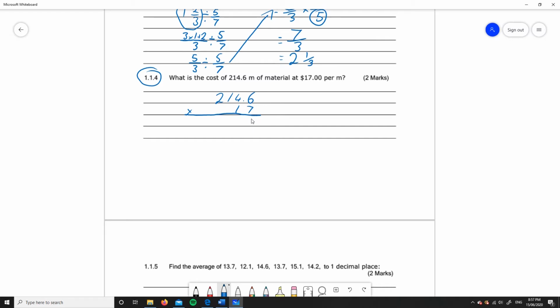So 6 times 7 is going to give me 42. 7 times 4 is going to give me 28, plus 4 will give me 32. 1 times 7, or 7 times 1, will give me 7, plus 3 gives me 10, so I carry the 1. 2 times 7 will give me 14, plus the 5 will give me 15022. This one here is just basically 1 times 214.6. Put that one down there, and because it's simply just multiplying by 1, I can drop that straight in.